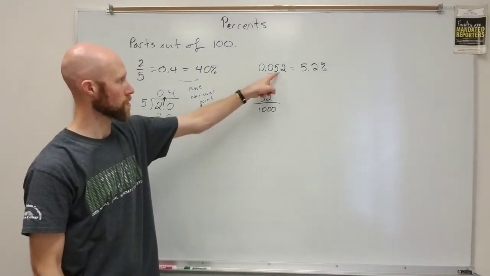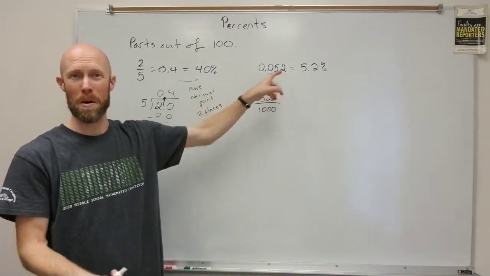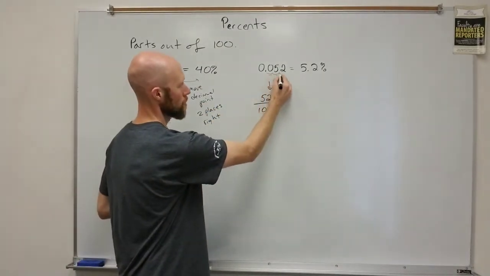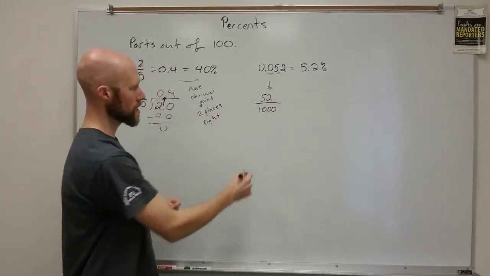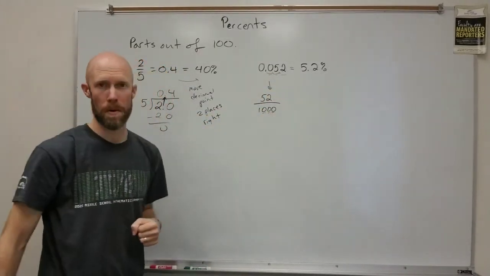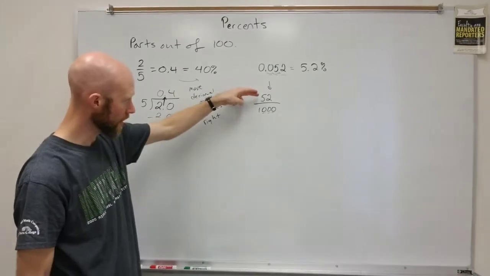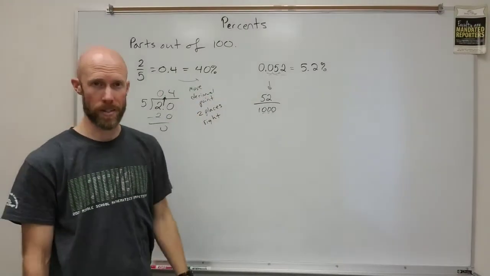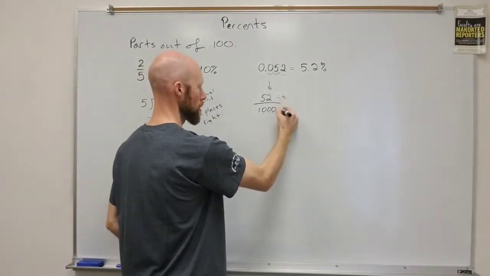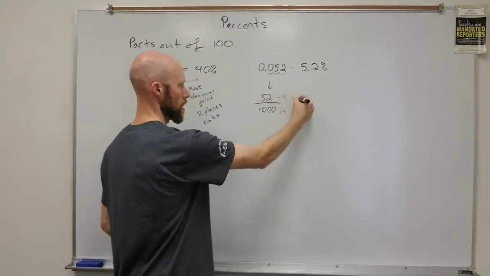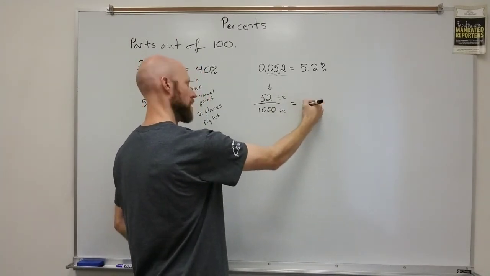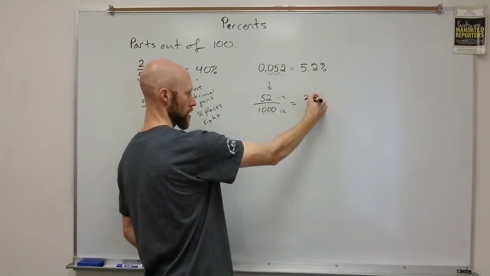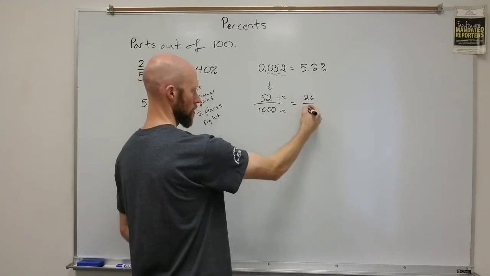Tenths place, hundredths place, thousandths place. I always remember it as the number of digits after the decimal should equal the number of zeros on the bottom there. And then you can reduce this fraction. So if I divide by 2 in both cases there, I'm going to get, what is that, 26 out of 500.